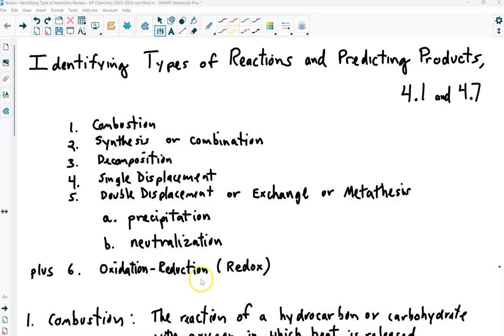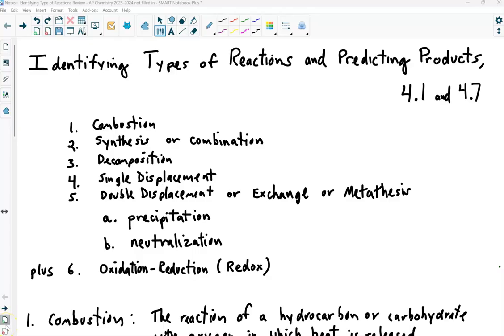Now, oxidation reduction reactions, basically combustion, synthesis, decomposition, and single displacement reactions are a form of oxidation reduction reaction. So that category covers multiple of the other categories that you see above.